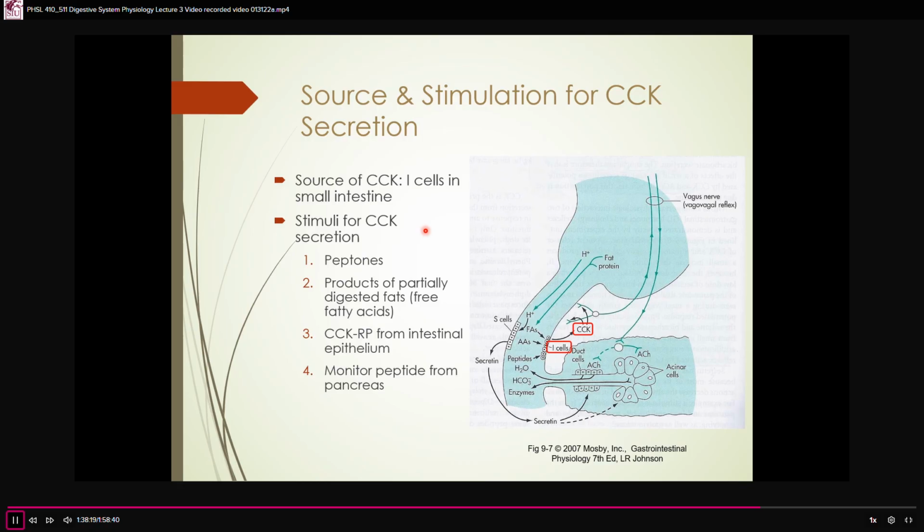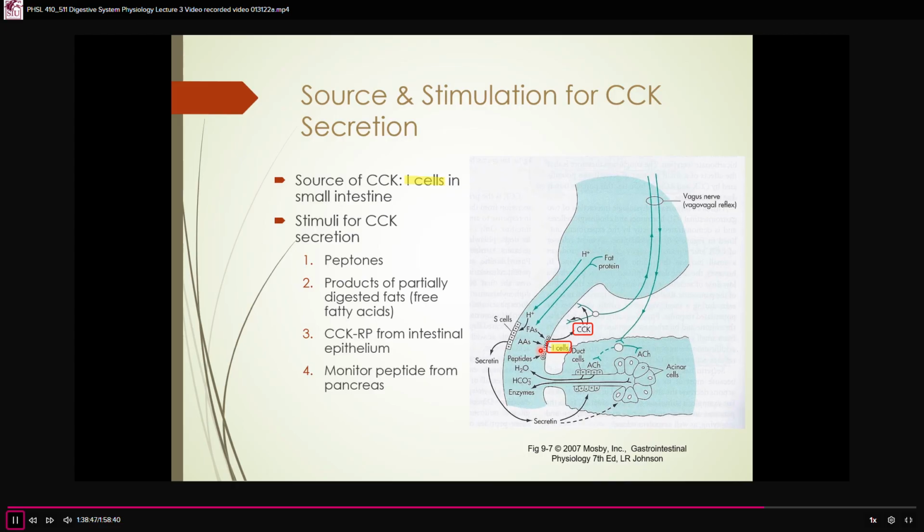Where does it come from? How does it exert its influence? CCK is a peptide type hormone. It is made from a particular population of cells that are present in the epithelial lining of the small intestine called I cells. So these I cells are going to be present, and they are continuously monitoring what's coming down through the lumen in the environment where they're at.